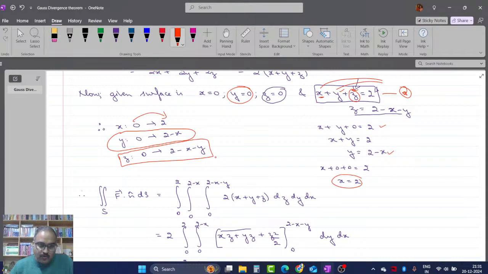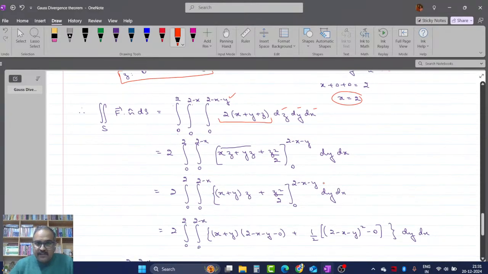ठीक है, तो यूज करना है गॉस डाइवर्जेंस थ्योरम. गॉस डाइवर्जेंस थ्योरम कहती है डबल इंटीग्रेशन ऑफ सरफेस s f dot n cap ds is equal to limit constant limit outside 0 to 2, then limits of first dependent 0 to 2 minus of x, that is y, and 0 to 2 minus of x minus of y, that is the limits of z, into divergence of f dz dy and dx. ठीक है, तो मैंने इंटीग्रेशन करनी है रिस्पेक्ट टू z. तो मैंने यहाँ पे लिख लिया x की आगे xz, y की आगे yz, z का आगे z स्क्वायर बाय 2 within the limit 0 to 2 minus x minus of y.